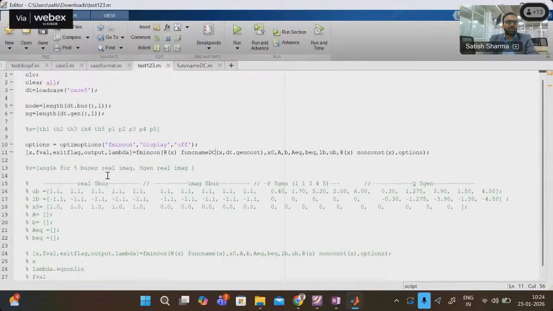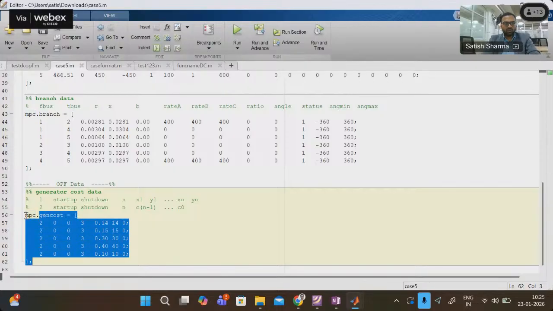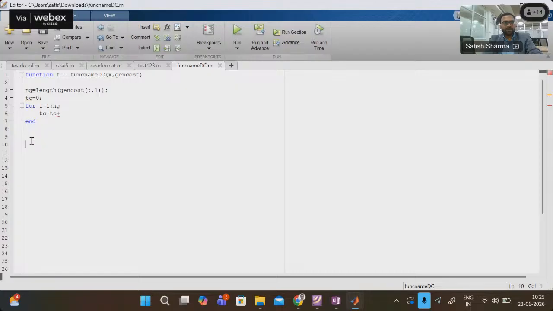If I go with this particular data, this matrix is basically available with me. So let me copy it here so that we don't have to toggle all the time between the screens. I have placed it here. So this is what gencost is. And now what is a? The fifth column represents a, the sixth column represents b, and the seventh column represents c.